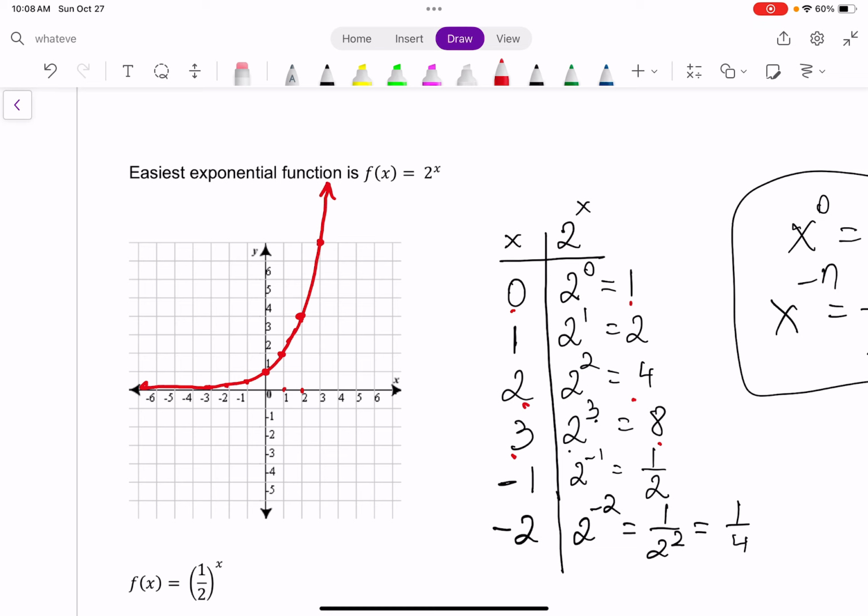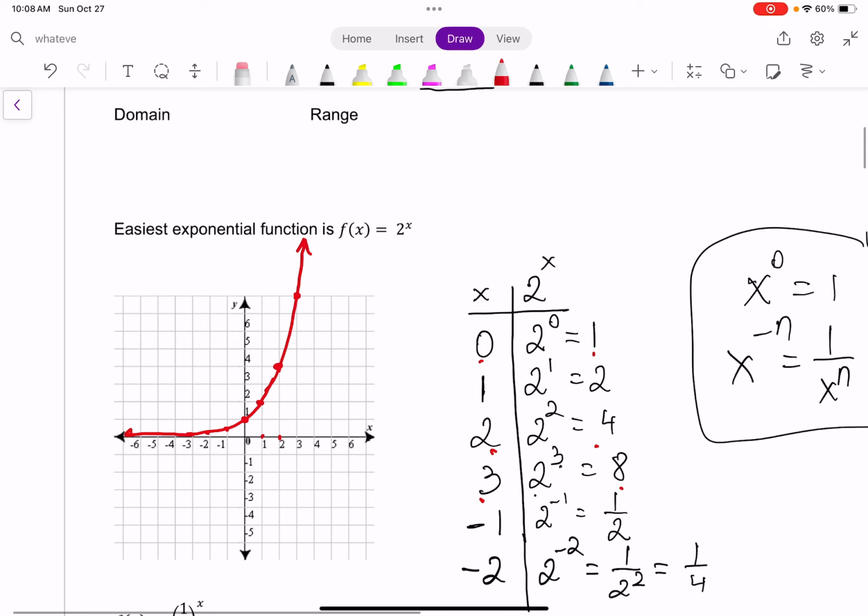However, as you notice, as soon as we start moving into those positives, the graph explodes. So it's increasing faster and faster, because every time we're moving to the right, the values are doubling up. So we went from 1, 2, 4, 8. The next one would be 16, way, way up here.